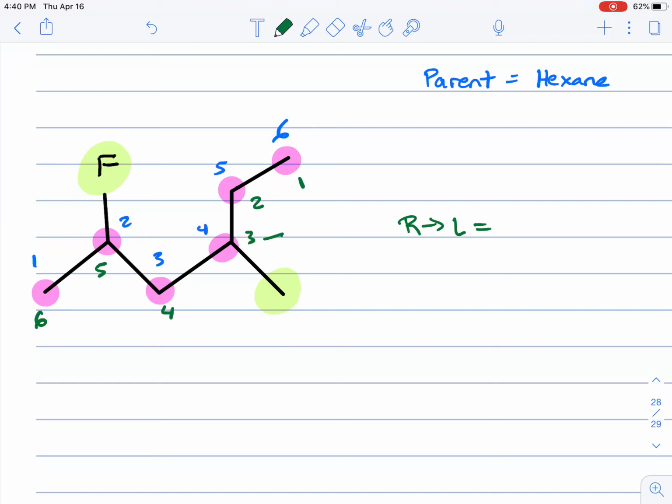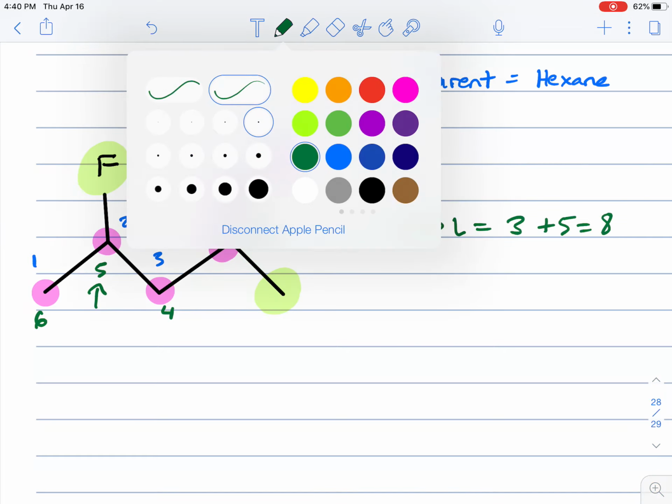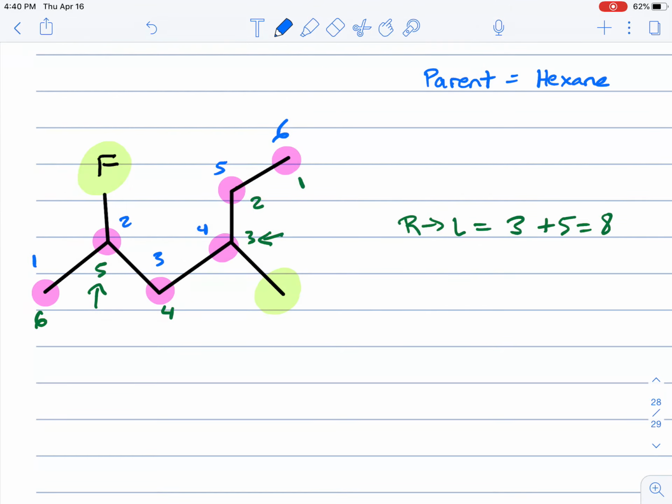If I number from right to left, I have a substituent on the third carbon of the parent chain. And if I move on further, I have another substituent on the 5th carbon of the parent chain according to my preliminary numbering system. So in total, I have 8. So I'm going to switch over to blue, and that's going to represent going from left to right.